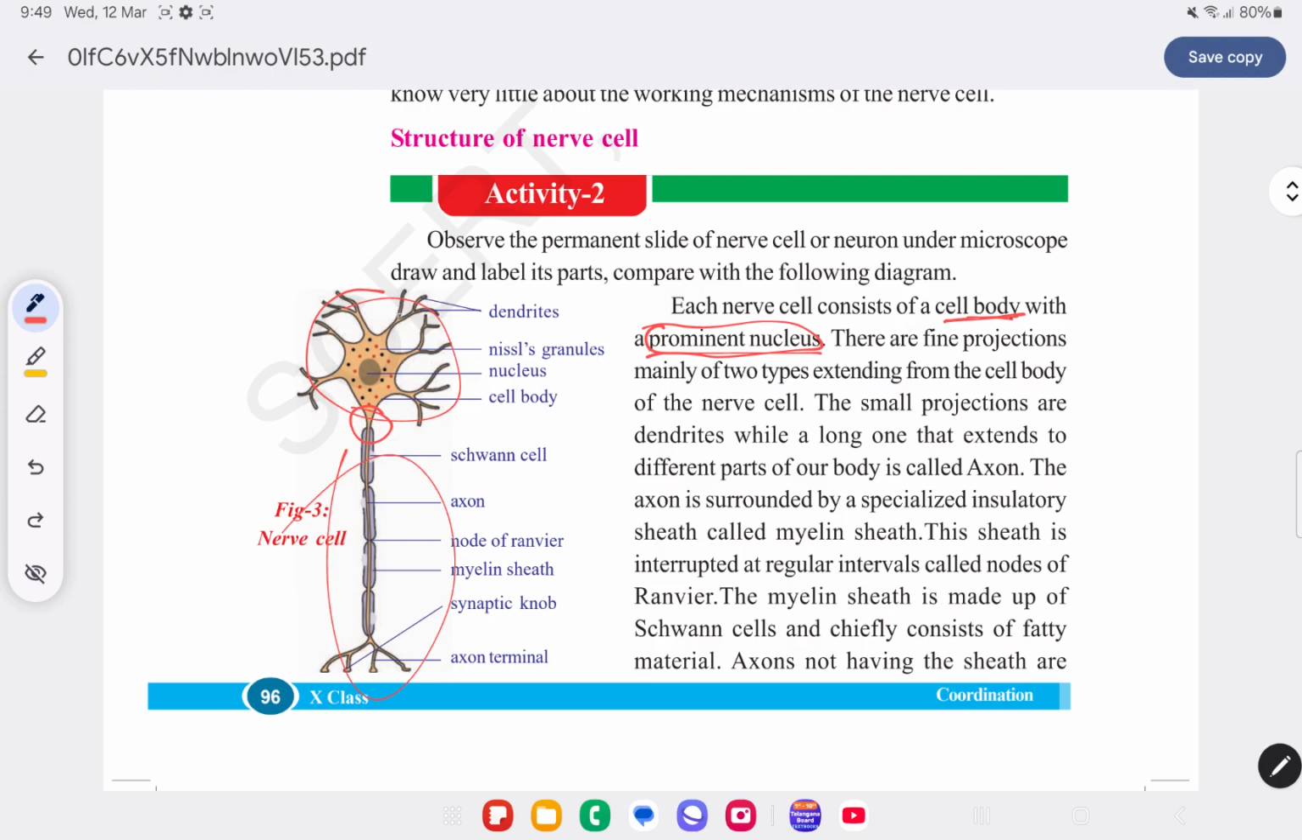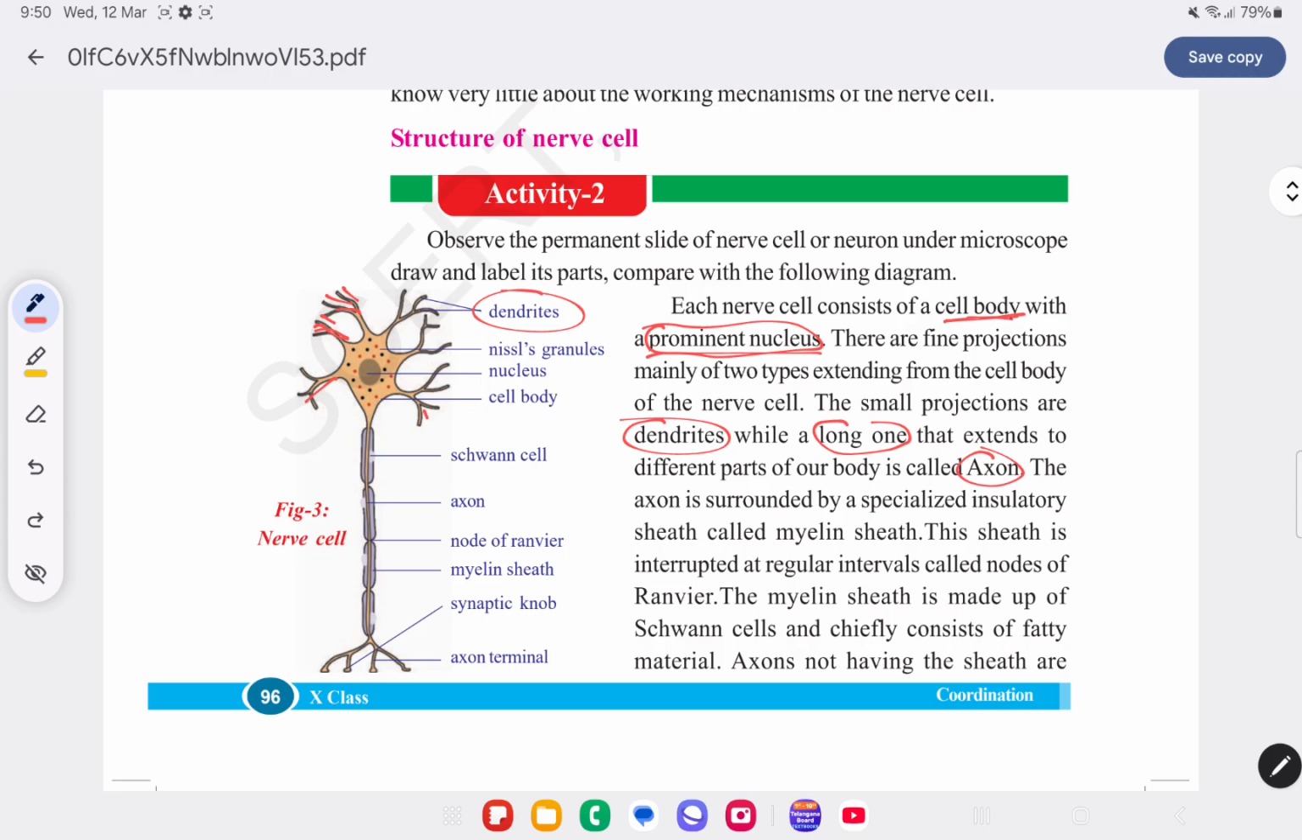From the cell body, you can see these thread-like structures coming out. These are called fine projections. Two types of fine projections will be there. One, the smaller fine projections, are dendrites. These are the dendrites which I have just now underlined in red color. And one more, longer fine projection will be there, which is called the axon. This is a longer projection. Is it looking longer in size or not? So this longer projection is known as axon, and the small projections are called dendrites.